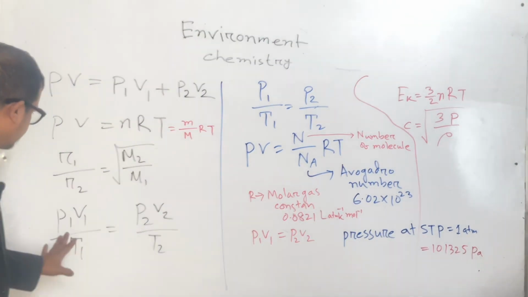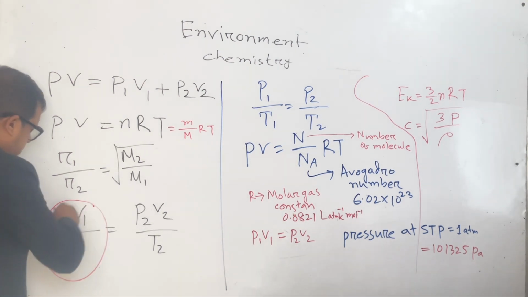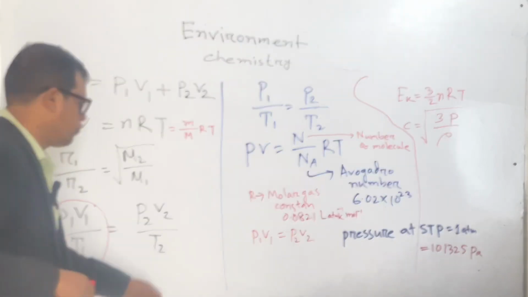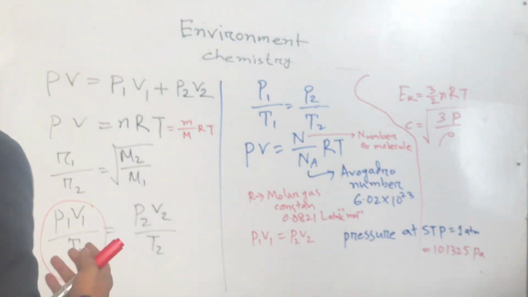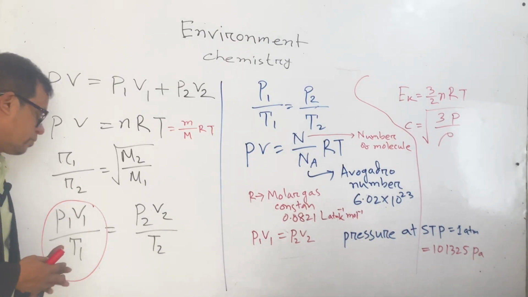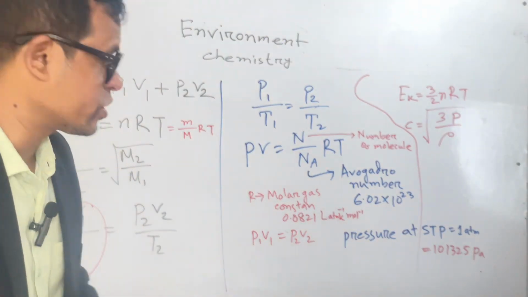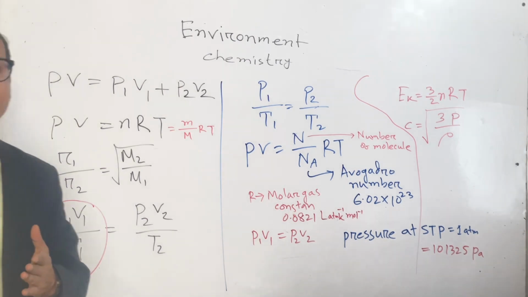There is another formula: P1V1 over T1 equals P2V2 over T2. This is our temperature, pressure, and volume related formula, the combined Boyle's law and Charles's law formula. This is actually Boyle's and Charles's law.